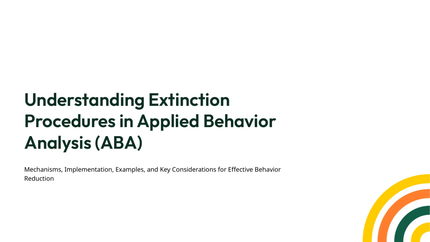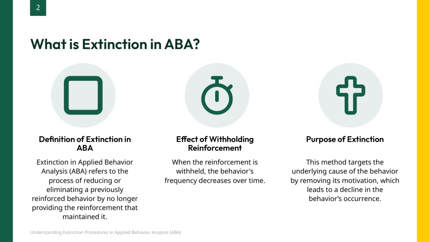This is an essential area for anyone working with behavior interventions. So let's get started. Extinction in ABA is essentially about decreasing or stopping a behavior that was previously reinforced. It works by no longer giving the reward or reinforcement that was encouraging that behavior in the first place. When the reinforcement is withheld, over time, we see the behavior happening less and less. The main goal here is to address why the behavior happens by removing what motivates it, which naturally causes the behavior to decline. This approach focuses on changing behavior by targeting its root cause rather than just the behavior itself.